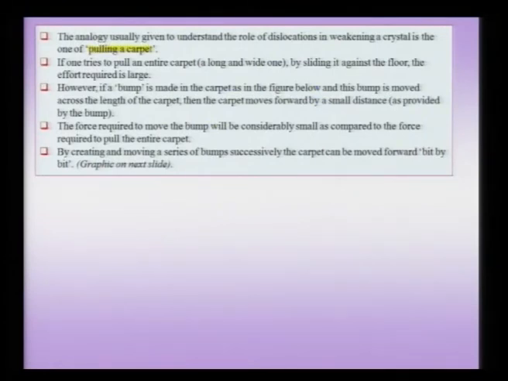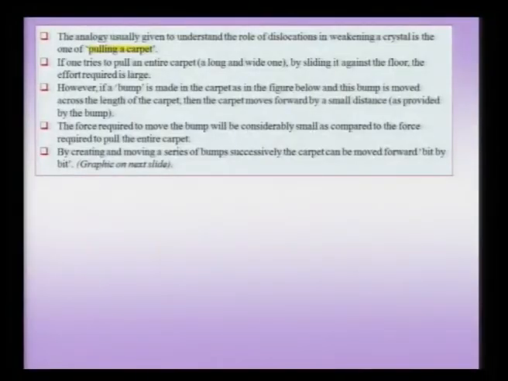So, suppose I have a carpet which is a two-dimensional carpet, and assume it is a very large carpet covering a large surface area, and I am trying to pull this carpet. If I pull it by sliding along the floor, then obviously the friction between the carpet and the floor is going to give me some resistance. If the carpet is as large as a room or bigger than a room, then the effort required would be pretty large.